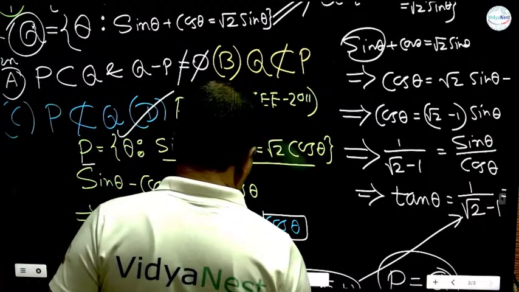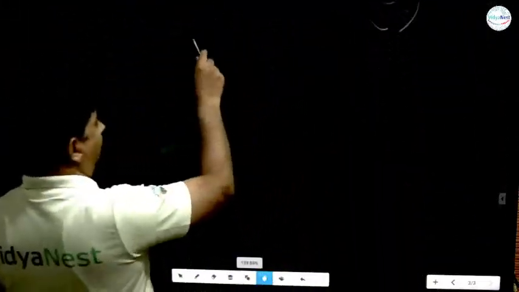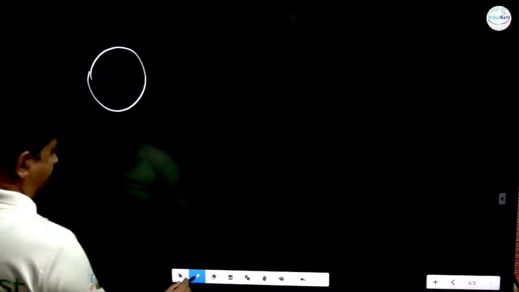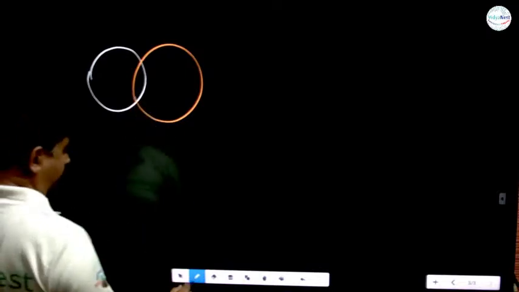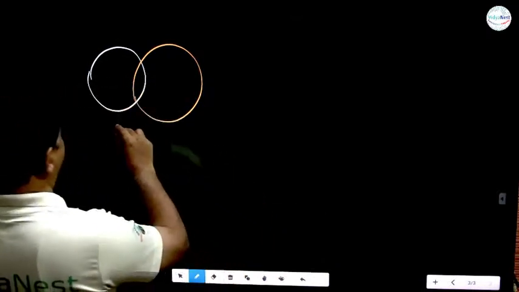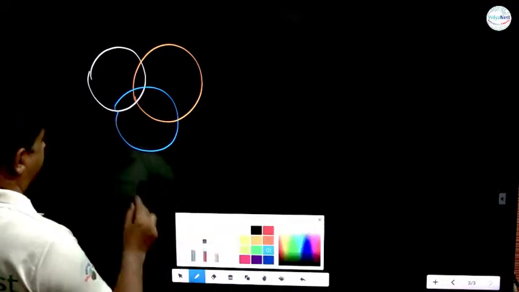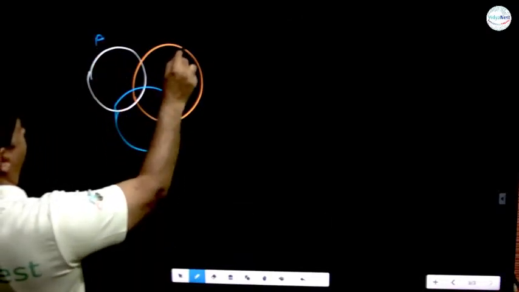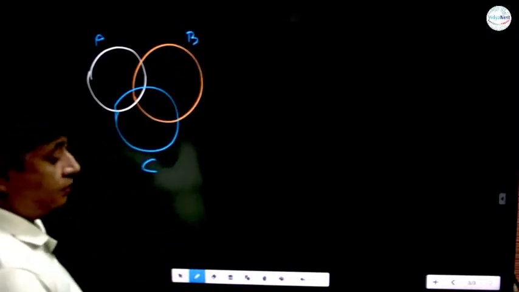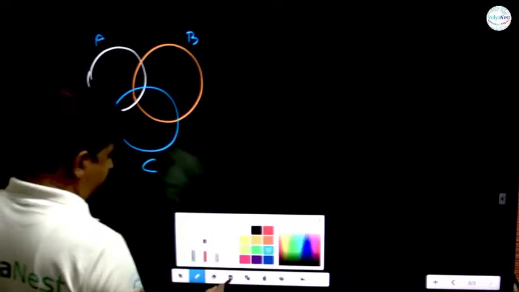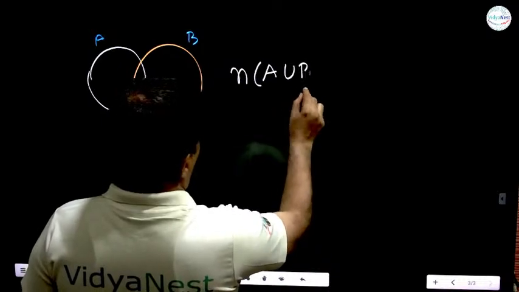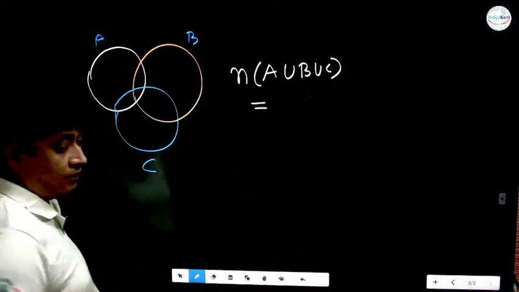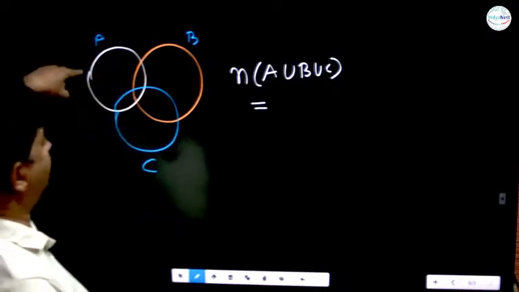Now, if three sets are involved, like this, this is set A, B, and C. If you are told to find n of A union B union C, is that actually the summation of all these three sets?